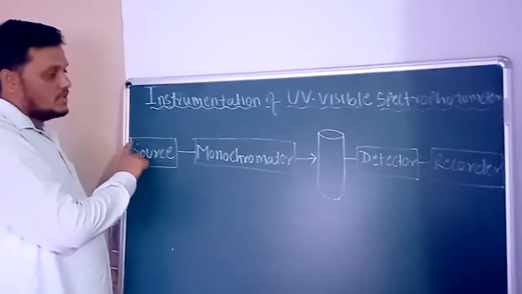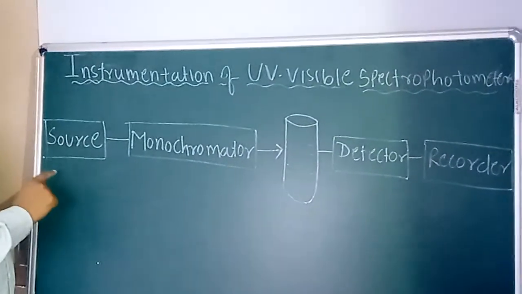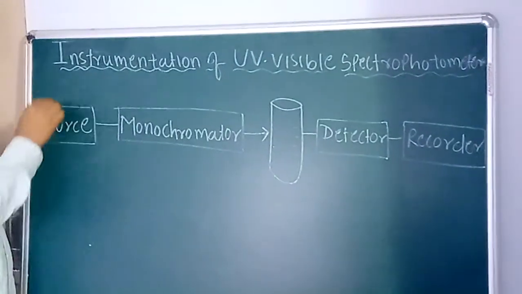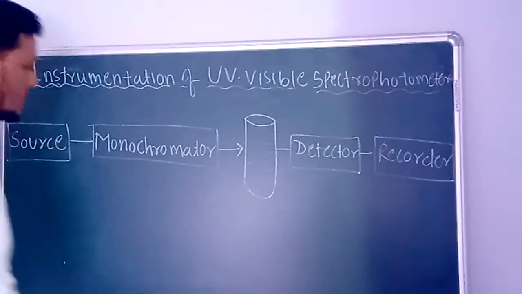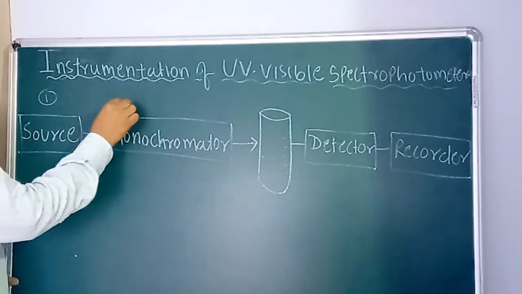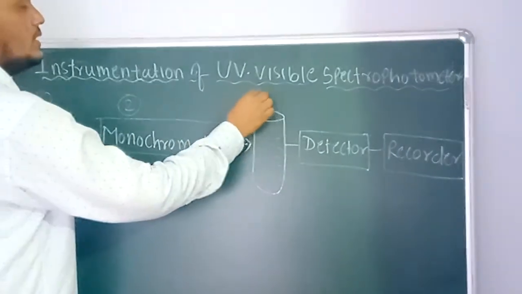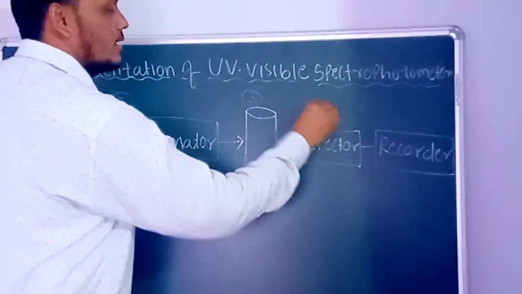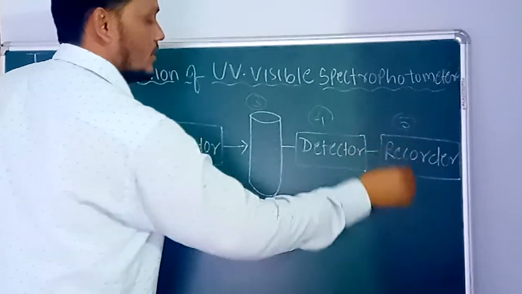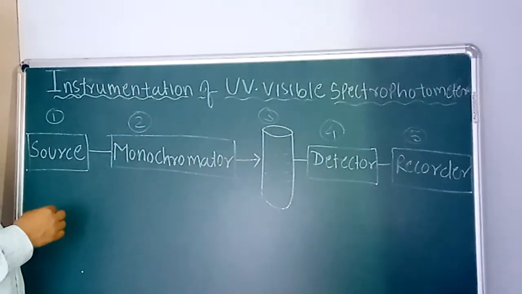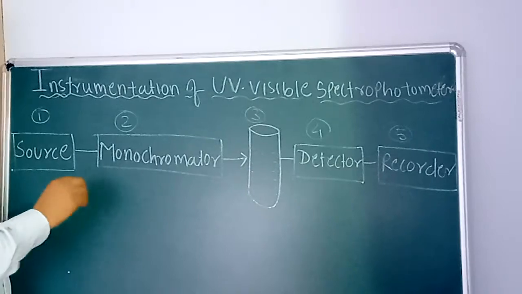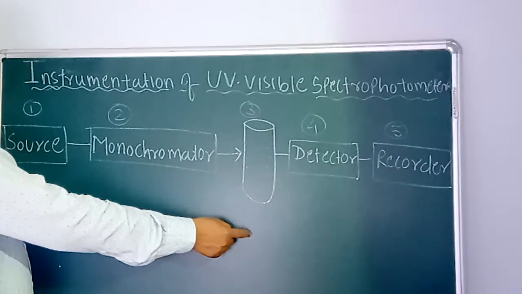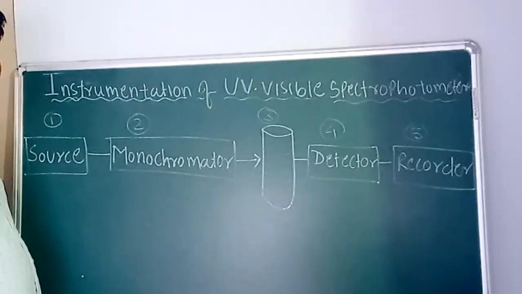This is the block diagram of single beam instrumentation of UV visible spectroscopy. It consists of 5 different parts. Number 1 is source. Number 2 is monochromator. Number 3 is sample tube. Number 4 is detector. And the last one is the recorder. This is the block diagram of the single beam instrument. In the double beam instrument, there is only one change: here we can put the sample as well as the reference.